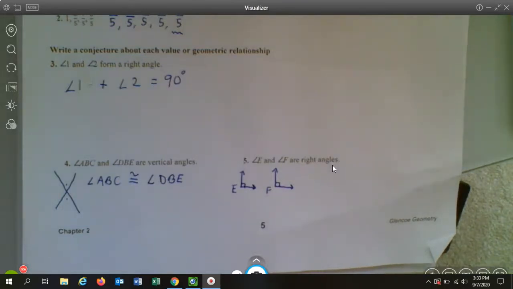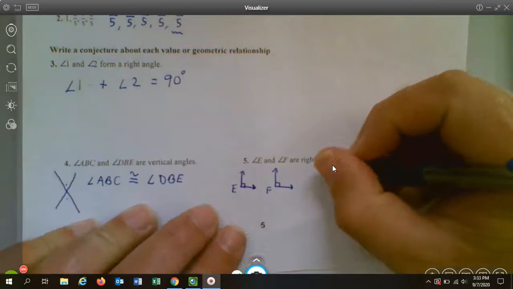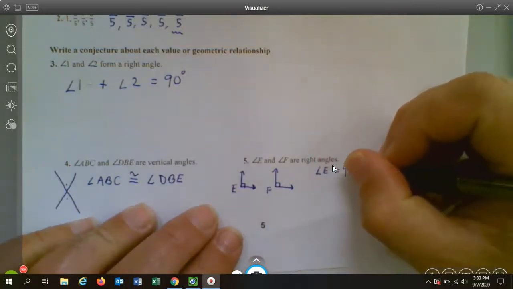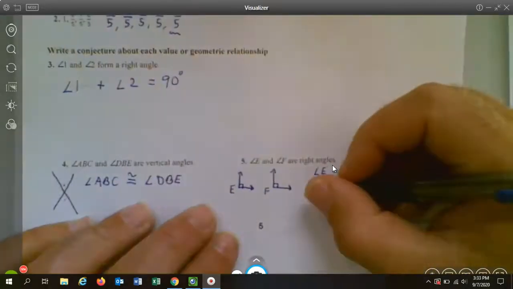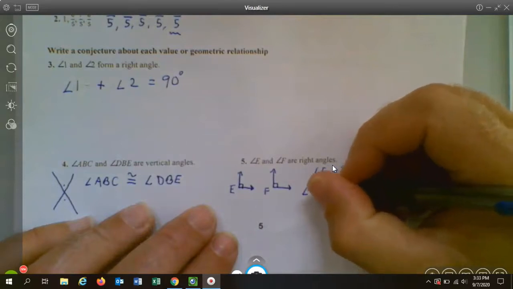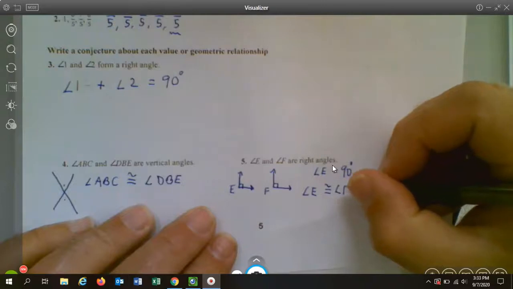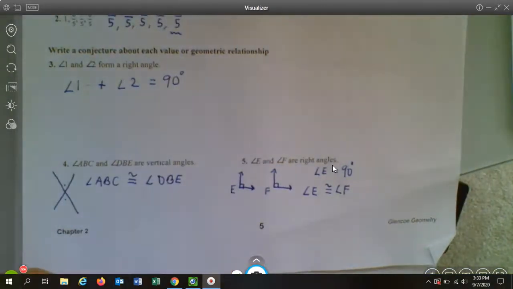So what could we say about that? There's a couple things you might have come up with for this one. First of all, if they're both right angles, you might say that angle E is 90 degrees. You could say angle F is 90 degrees. You could say angle E is congruent to angle F. That would have been a good conjecture, right? They're congruent because they're both 90-degree angles. They're both right angles, therefore they must be congruent to each other. They have the same measure.